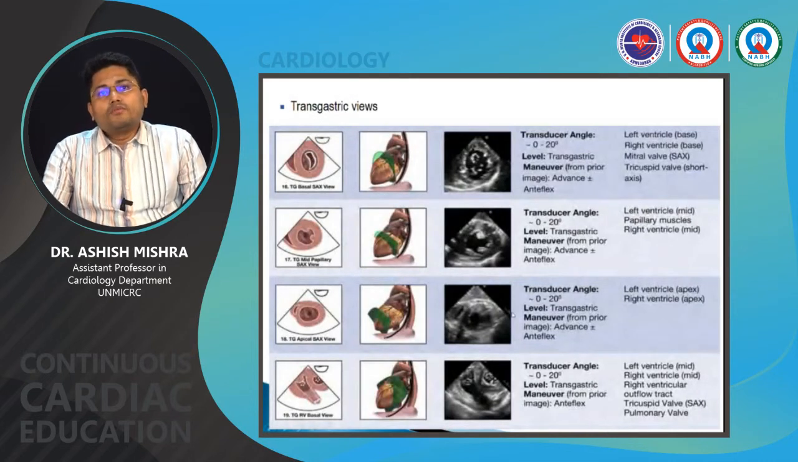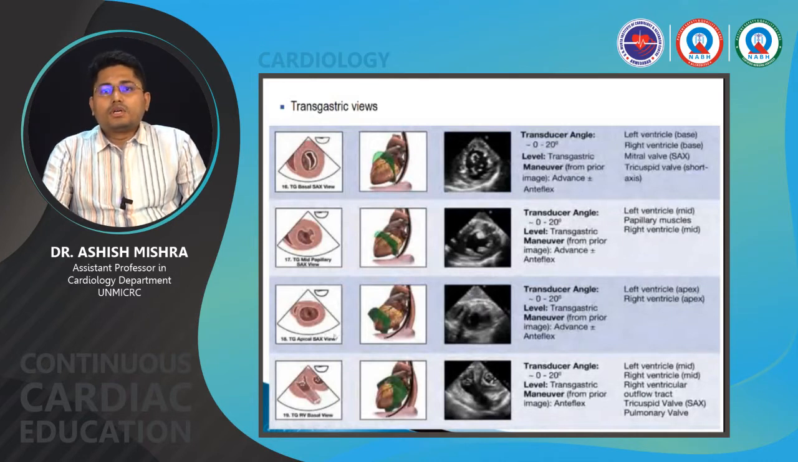So moving on, these are the various transgastric views. We can see the basal short axis view, the opening of the mitral valve, and the arrangement of various scallops of the mitral valve and the LV. Even regional wall motion abnormality can be studied in this. Then we have the transgastric mid-papillary level short axis view, delineating the various segments of the LV and also the papillary muscles.